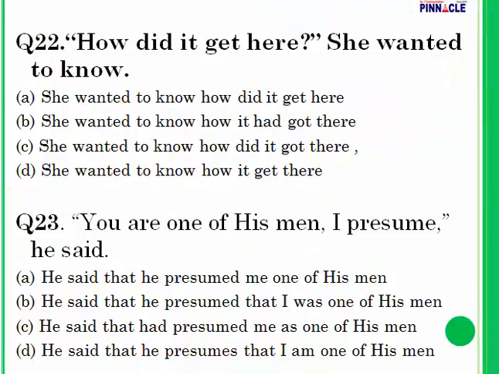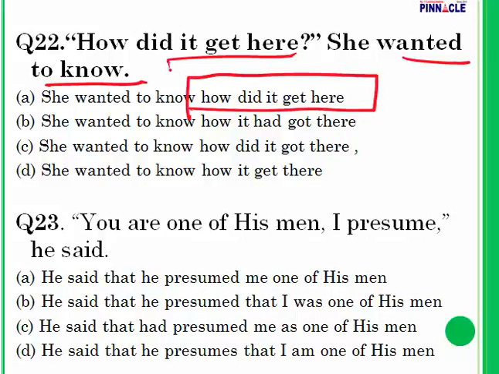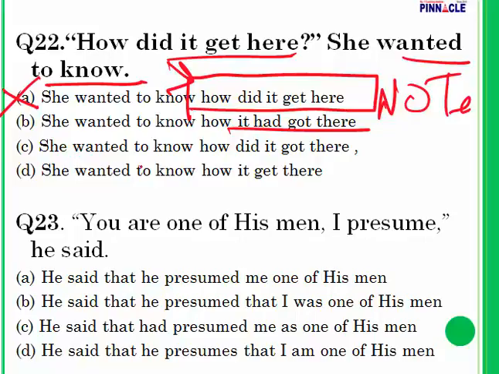Question number 22. How did it get there? She wanted to know how did it get there. No tense has changed, so A gets eliminated. B, she wanted to know how it had got there. Yes, tense has changed here. This could be an answer. C, she wanted to know how did it got there. Incorrect. With did we always use the first form of the verb, no tense changing. So C also gets eliminated.